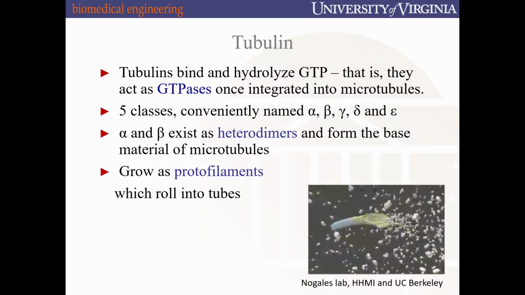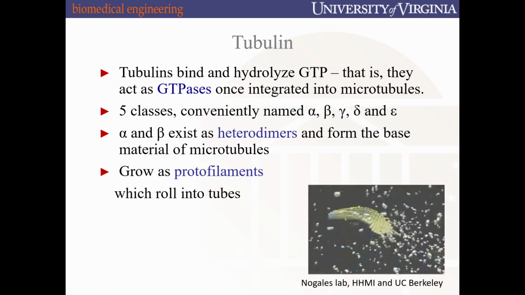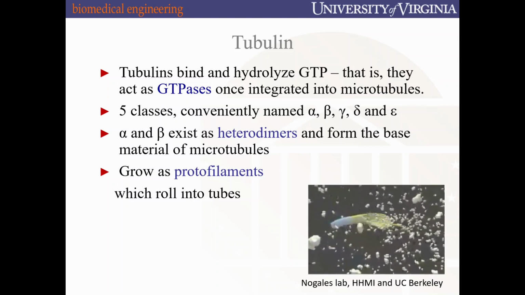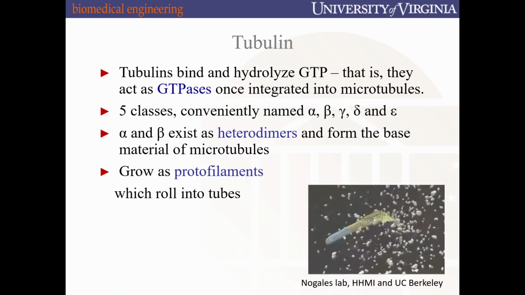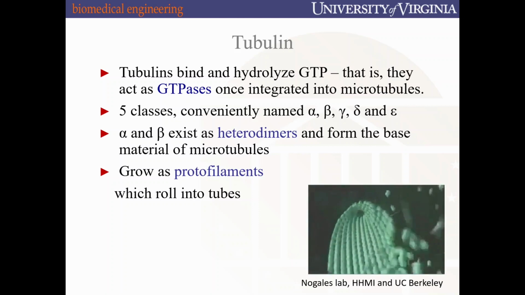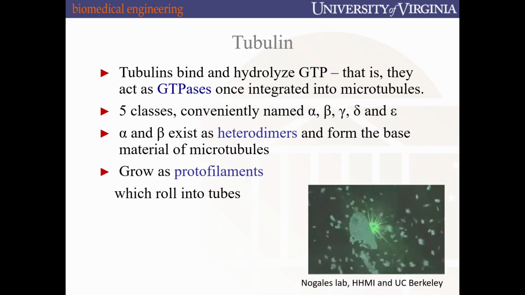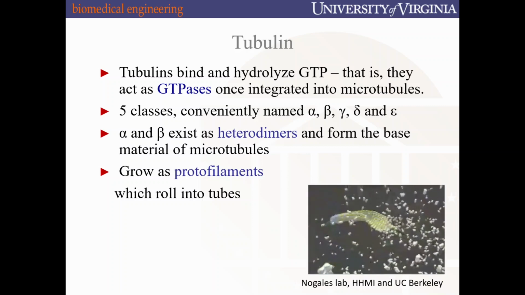You can see how this process works in this video from the Nogales lab. Here you can see the alpha-beta heterodimers in solution, which first assemble into protofilaments that make up this sheet and then get zipped up into the final tube-like structure, hence the name microtubules.